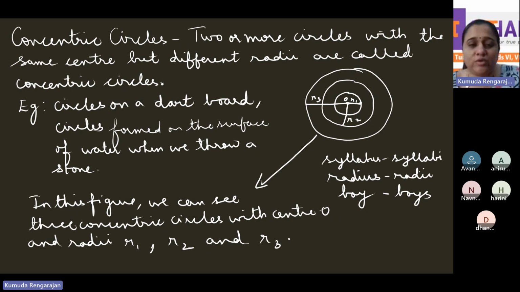So let me read the slide for you. Two or more circles with the same center but different radii are called concentric circles. So these are some examples: circles on a dartboard, or circles formed on the surface of the water when we throw a stone. Now here in this figure, I have drawn three concentric circles. They have the same center O, but different radii, R1, R2, and R3. The circle with radius R1 is the smallest circle, and the circle with radius R3 is the biggest circle in this figure.